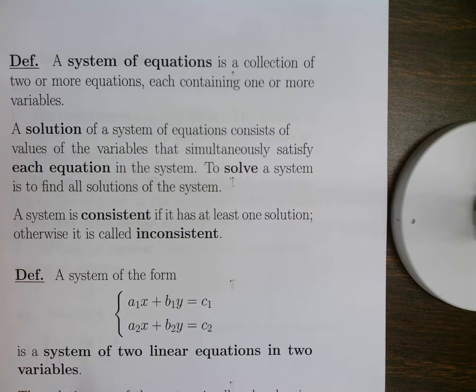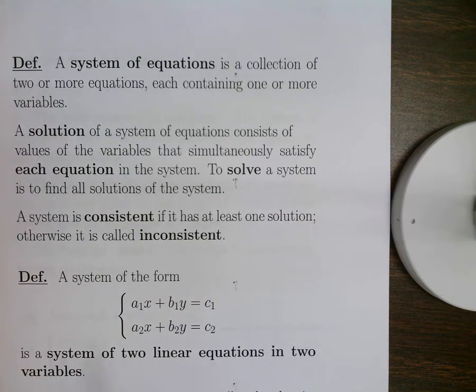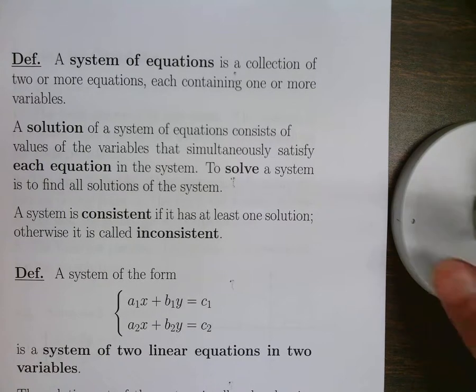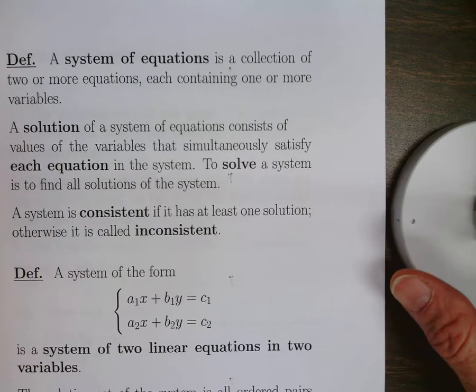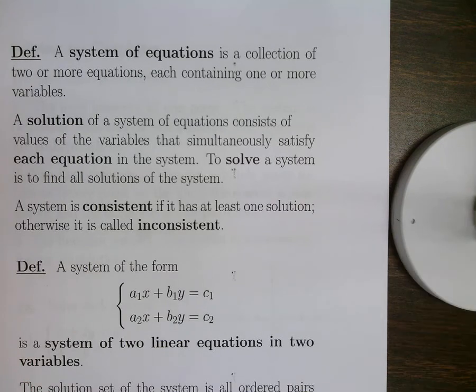A system of equations is a collection of two or more equations, each containing one or more variables. A solution is simply a set of the values of the variables that satisfy the equations. Now you can have large systems with a bunch of variables and a bunch of equations. We're going to deal with systems of just two equations and two variables. A solution is then an ordered pair that satisfies each equation.